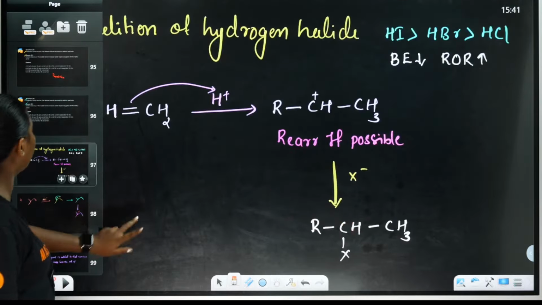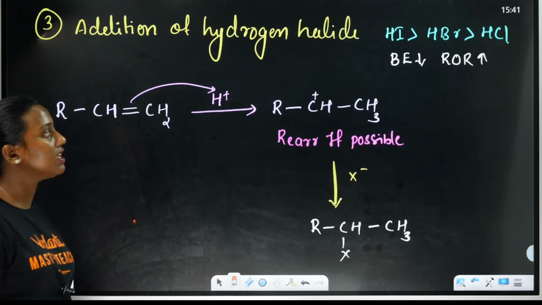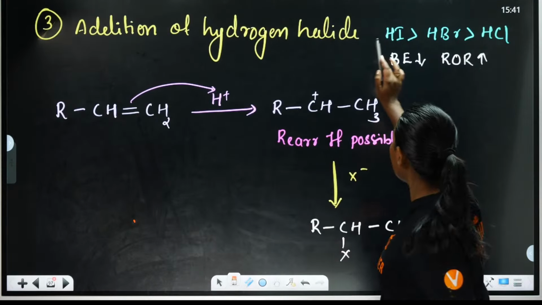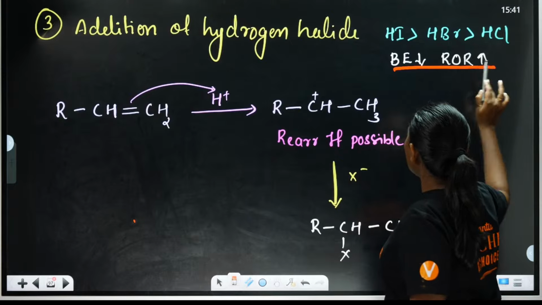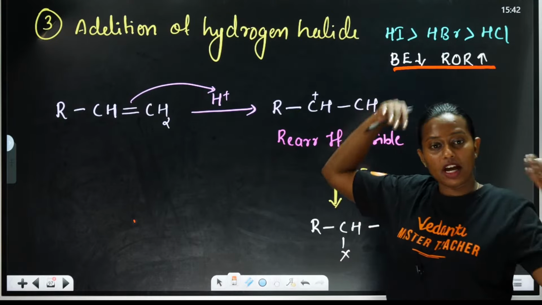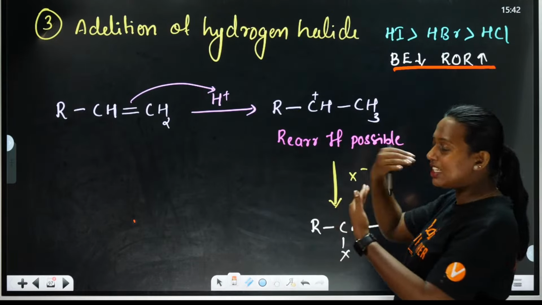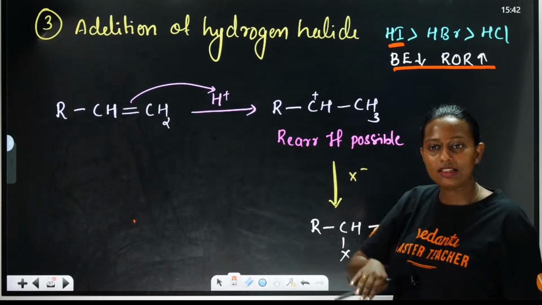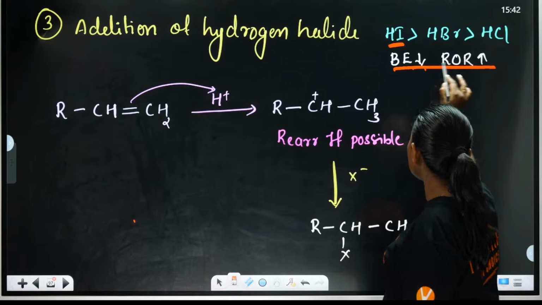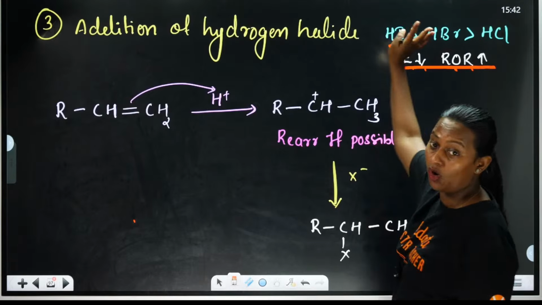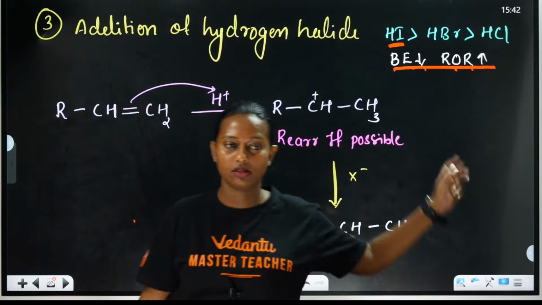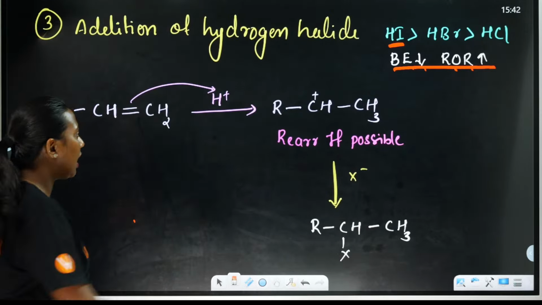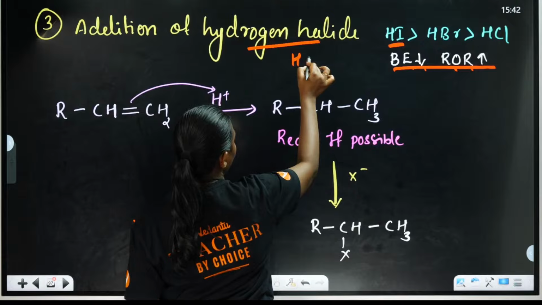Then we are moving to the next concept, that is addition of hydrogen halide. In addition of hydrogen halide, we know HI, HBr, HCl. Bond energy and rate of reaction are inversely proportional. The bond energy is least for HI. Bond energy decreases means rate of reaction increases. We already discussed this many times. Hydrogen halide means HX, addition of HX.